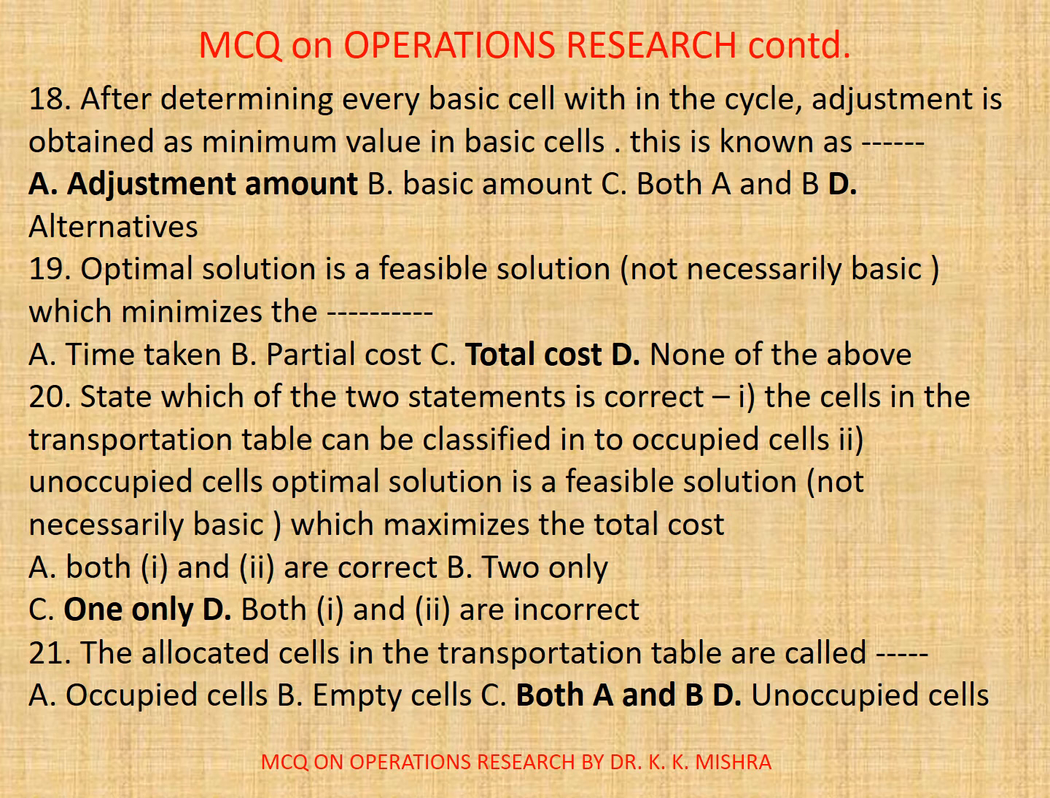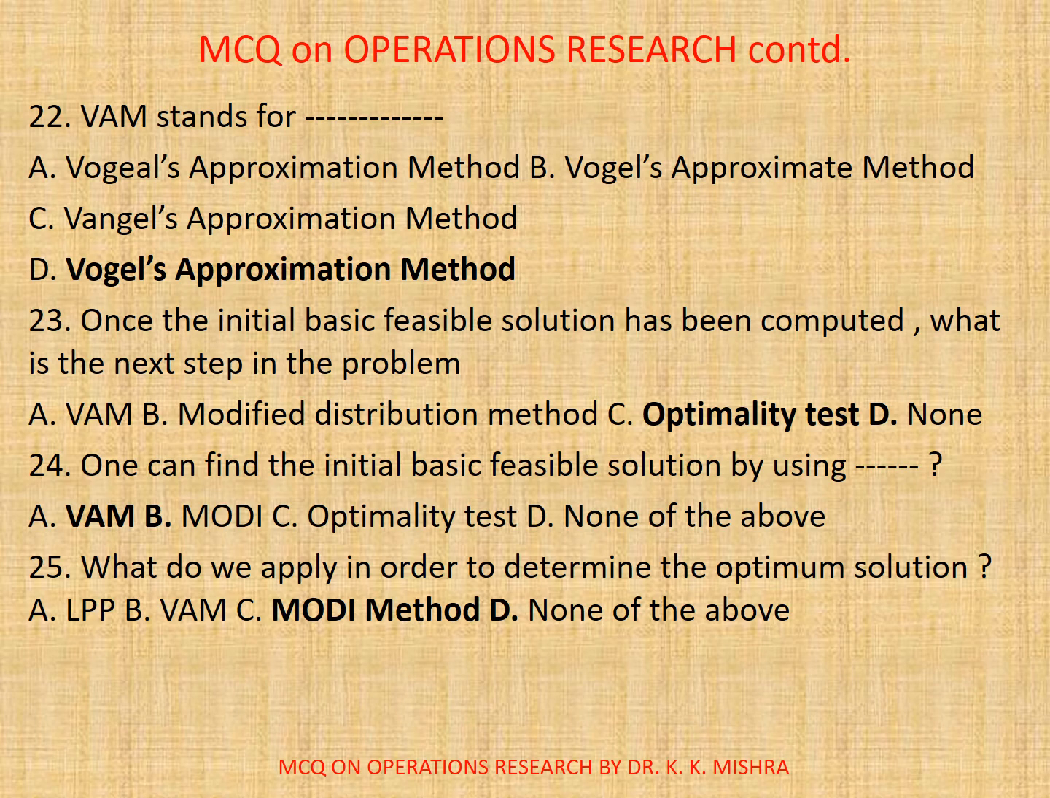21. The allocated cells in the transportation table are called A. Occupied cells, B. Empty cells, C. Both A and B. Correct option is C, both A and B. 22. VAM stands for, correct option is D, Vogel's approximation method.